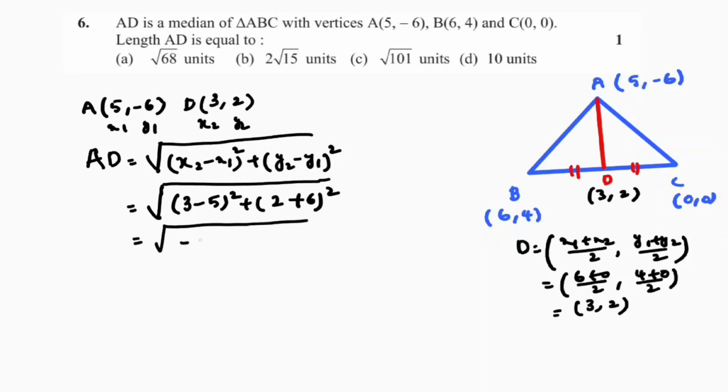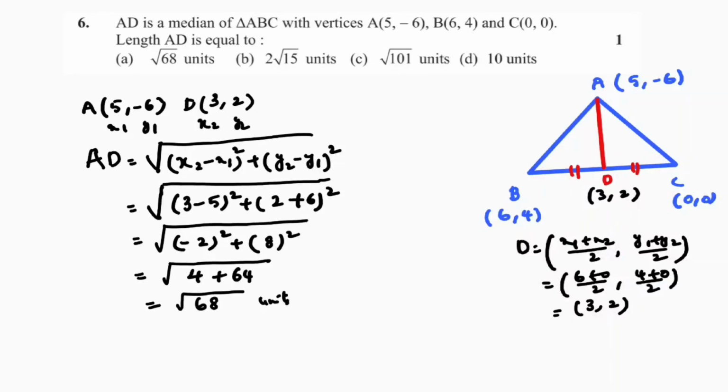So 3 minus 5 is minus 2 whole square. 2 plus 6 is 8 square. 2 square is 4, 8 square is 64. So under root 68 units, 64 plus 4 is 68 units. So correct option is A.